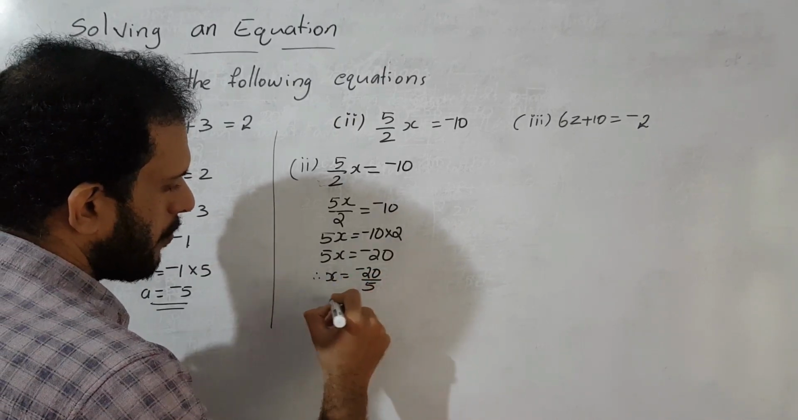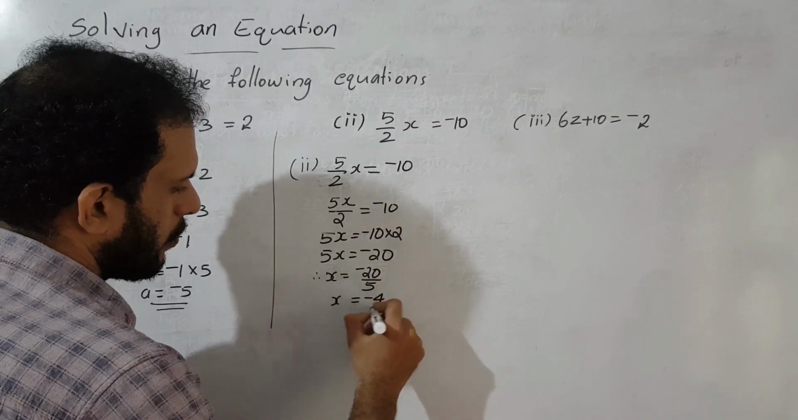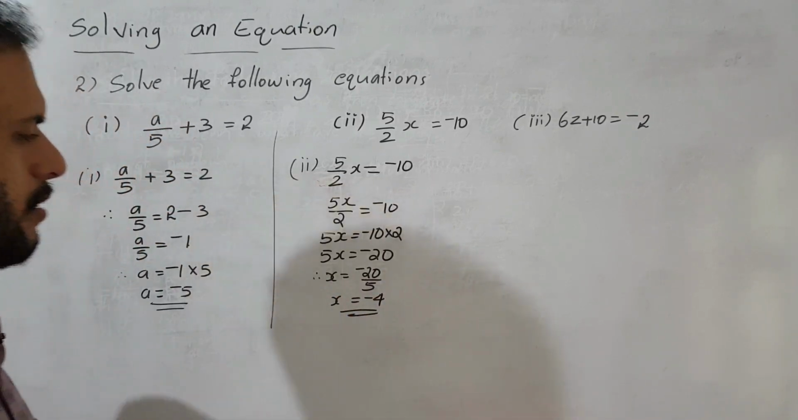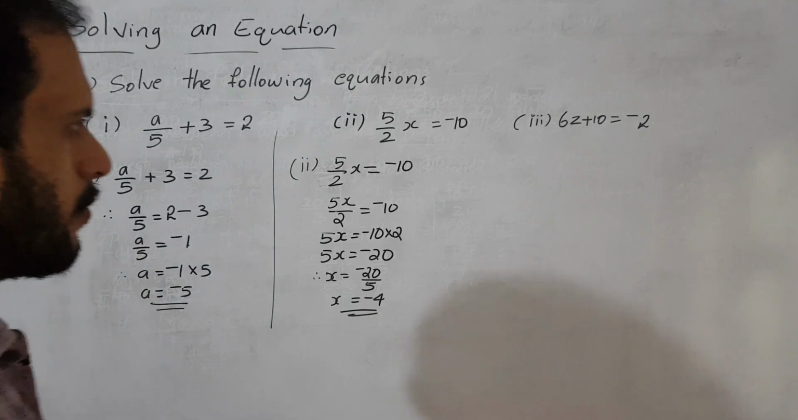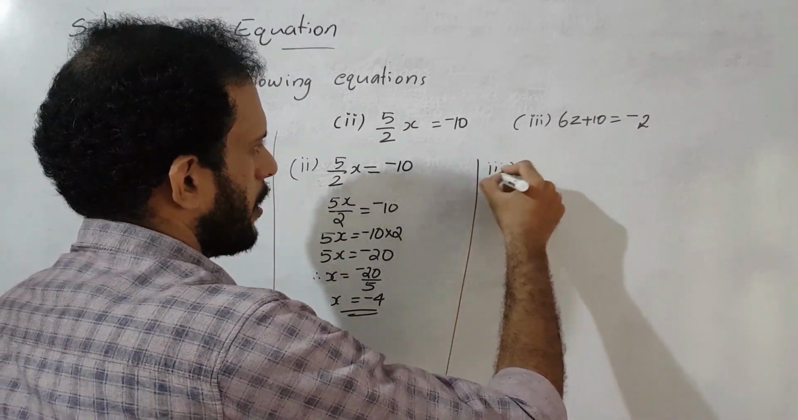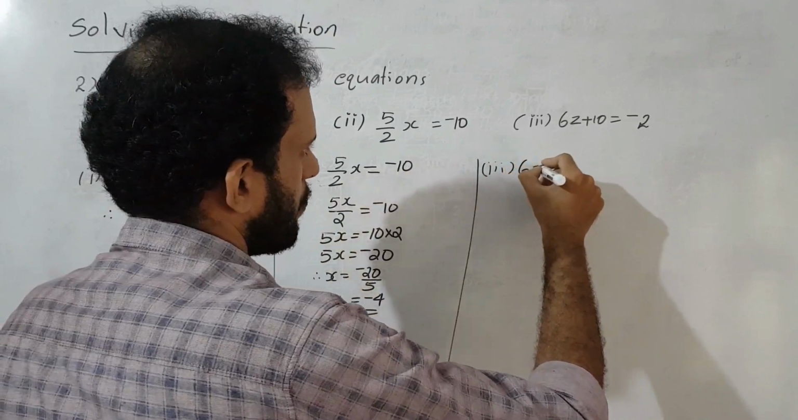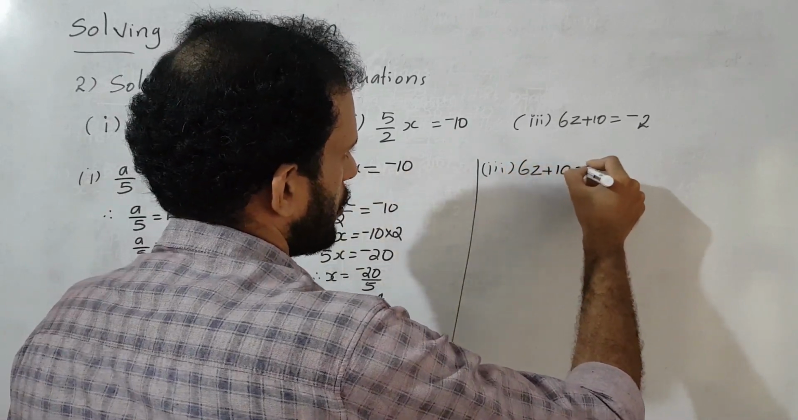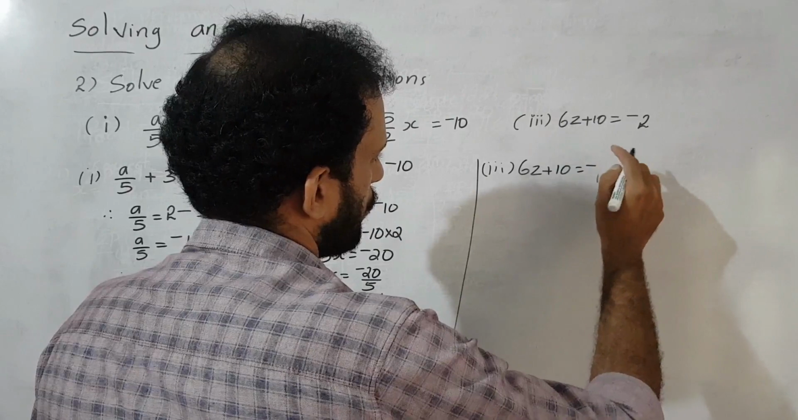Minus 20 divided by 5 is equal to minus 4. So the value of x is equal to minus 4. Okay, then the last one, the third one. What is the equation? The equation is 6z plus 10 is equal to minus 2.